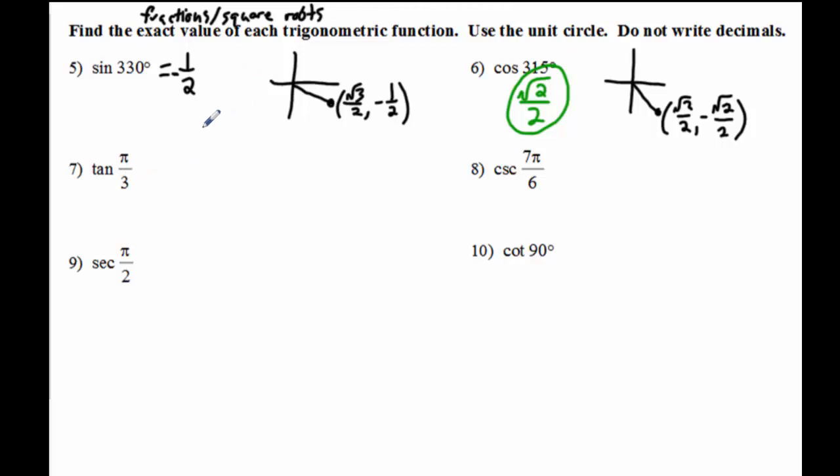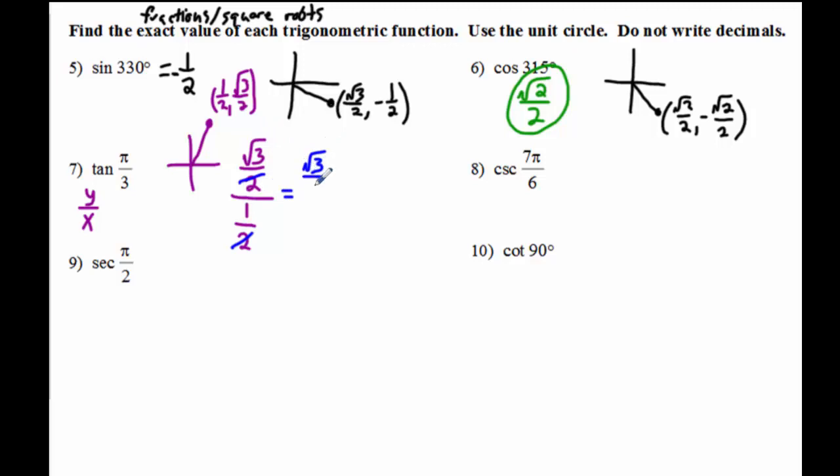Tangent of pi over 3. So you find pi over 3, which is up here in our first quadrant, and you look at that point, which is 1/2, comma, square root of 3 over 2. Tangent is my y value over my x value. So I'm going to put square root of 3 over 2 over 1/2 and simplify. The simplification for this works the same way every time, which is why this isn't really supposed to be that difficult. The 2's cancel because there's a 2 on the bottom of both. That leaves us with square root of 3 on top and 1 on bottom, which is just square root of 3.